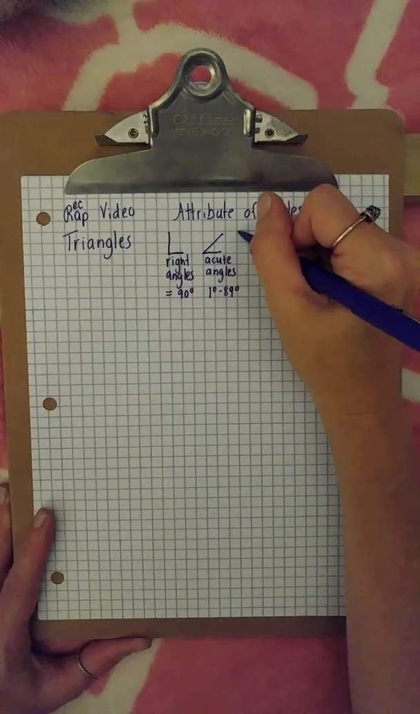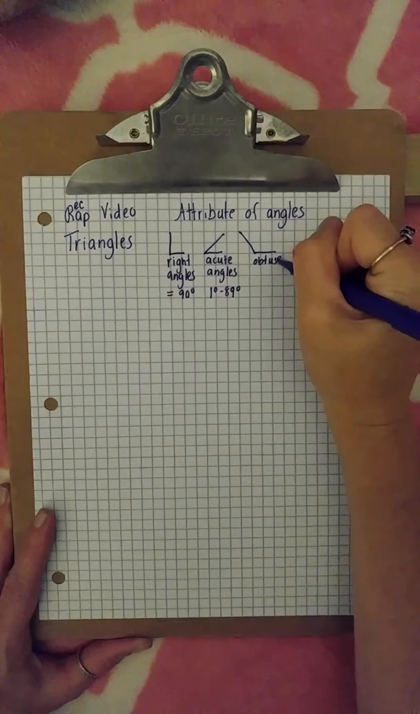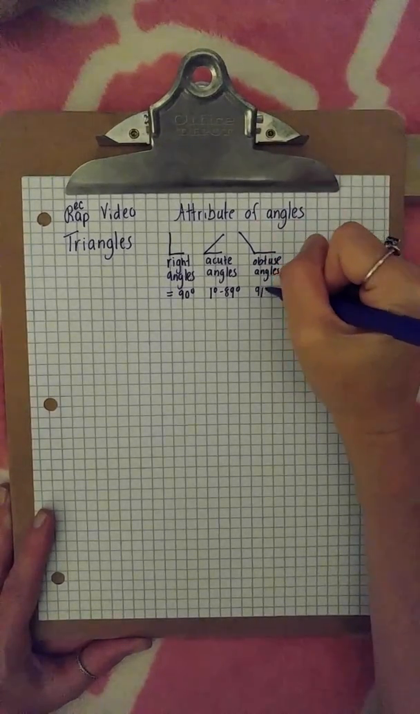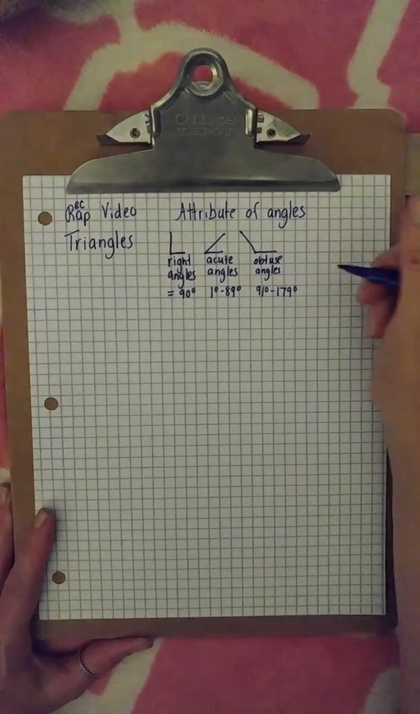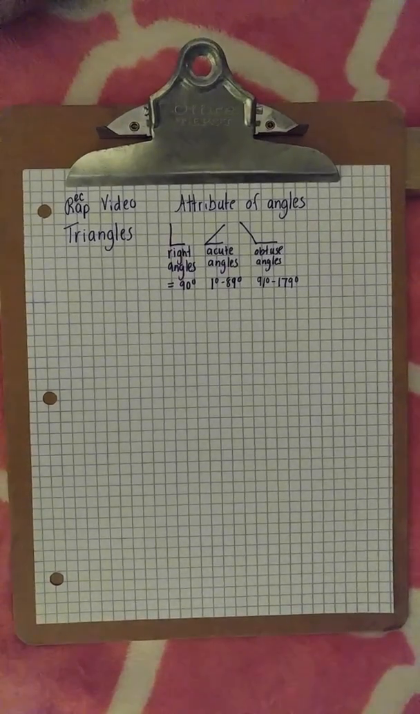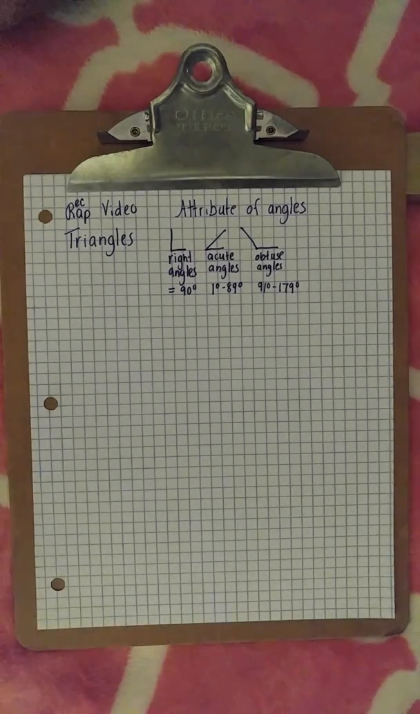And then we have our obtuse angles, which are 91 degrees to 179 degrees. So that's the variation between them, the different amounts of the angles. They have to be able to identify triangles by the types of angles.